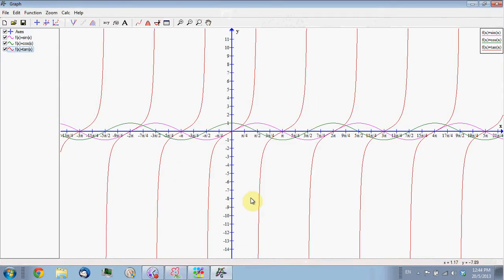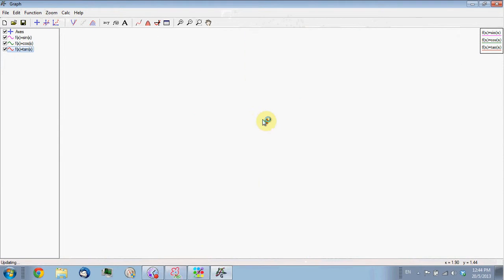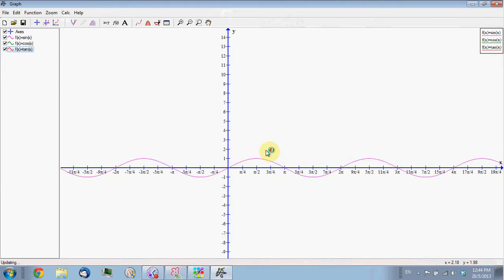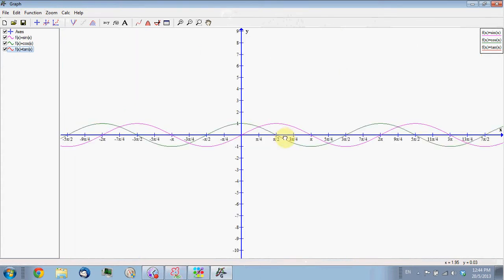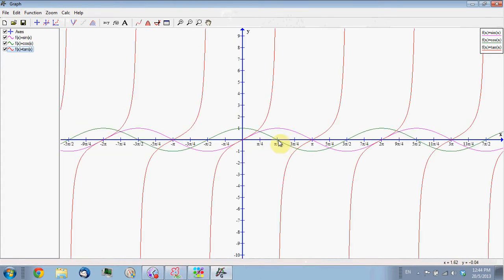Okay, remember that tangent x is equal to sine x divided by cosine x. Now, I'm just going to zoom in. Look at this part, pi over 2. When x is pi over 2, cosine x is 0, right? And this is why tangent x is infinite here, because sine x divided by 0, whatever sine x is, will give you infinity, right?